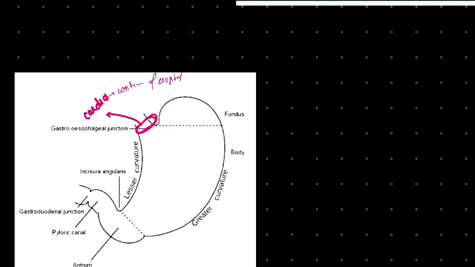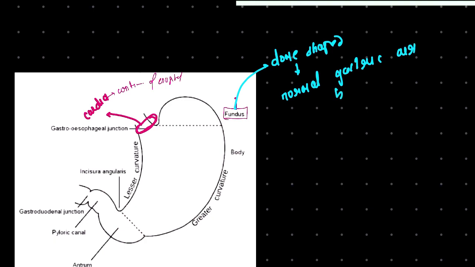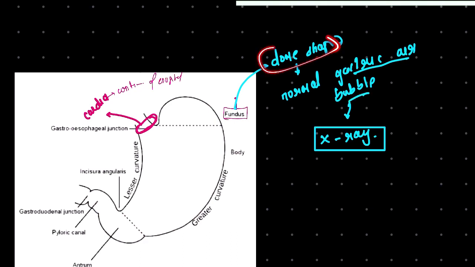Similarly, this is the fundus. The importance of the fundus is that it is dome shaped, and it is responsible for the normal gastric air bubble. These air bubbles are seen in X-ray. When we do an X-ray of the abdomen region, we see these gastric air bubbles. They are mainly present in the dome-shaped structure, and that is our fundus.